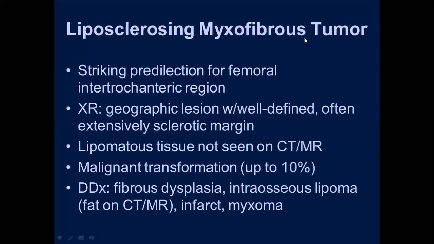Let's go to something new, not very new, but yeah: a geographic lesion with well-defined and sclerotic margin. So this is what's called a liposclerosing myxofibrous tumor. The differential will be fibrous, perfect, intraosseous lipoma, infarct, myxoma. So it is not myositis ossificans. Yeah.